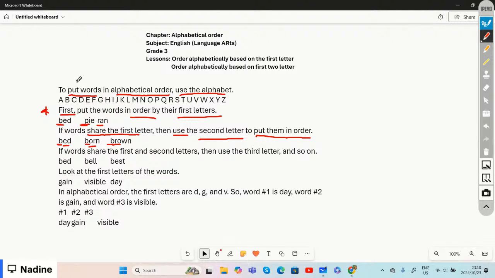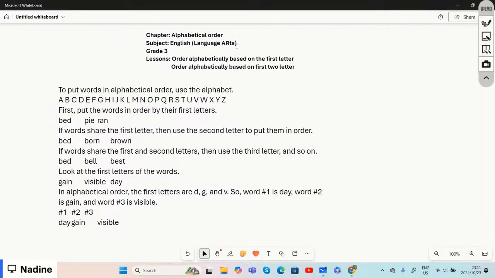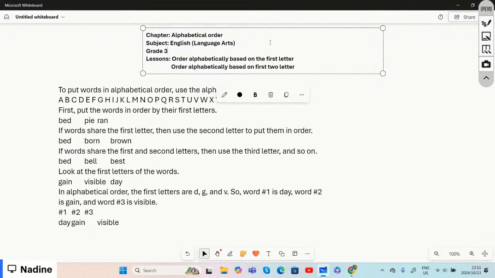And once again, our chapter is alphabetical order. And for those of you who just started, we're doing alphabetical order, English language arts, we're doing grade 3. And then the lessons that we are going to be focusing on under the chapter of alphabetical order is to order alphabetically based on the first letter, and then to order alphabetically based on the first two letters.